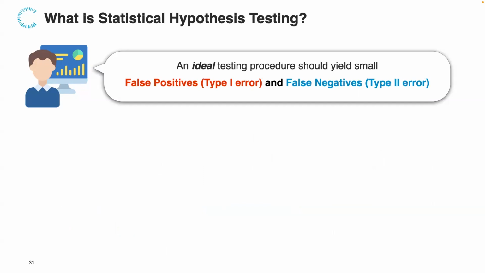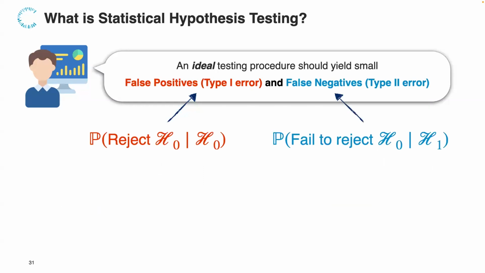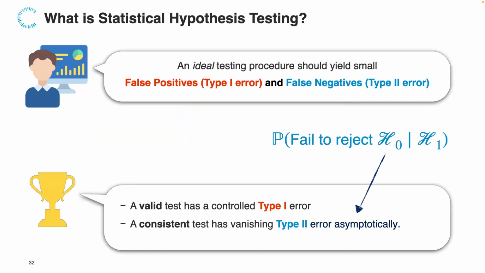An ideal testing procedure should give you small false positives and small false negatives. The false positives is the type 1 error, so it's the probability of rejecting the null when the null is true. And false negatives is the probability of failing to reject the null when the alternative is true. However, in reality, it's difficult to have both type 1 and type 2 being close to 0. I mean, it's ideal, but there are trade-offs, right?